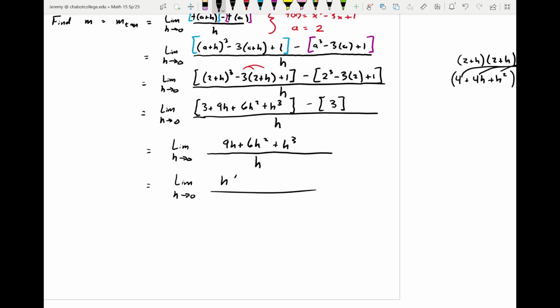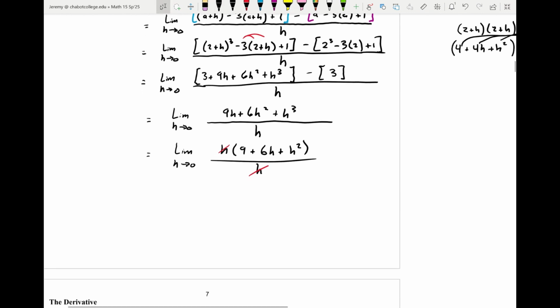So I can pull out an h, and I'm left with 9 plus 6h plus h squared. This is all over h. That's a common factor of h. Cancel those out. And I am just left with the limit as h approaches 0 of 9 plus 6h plus h squared. And I can finally just direct substitute in that 0, and this whole thing goes to 9.